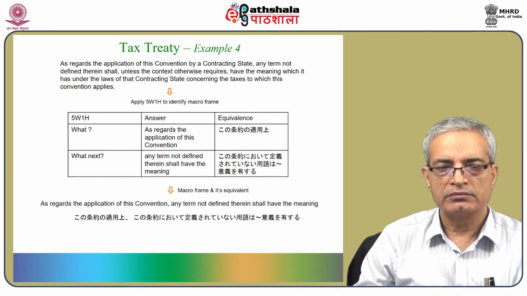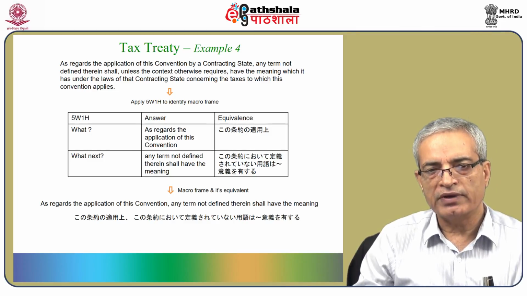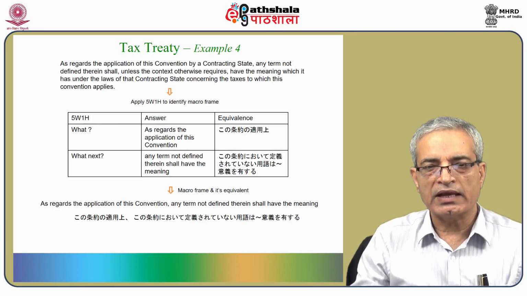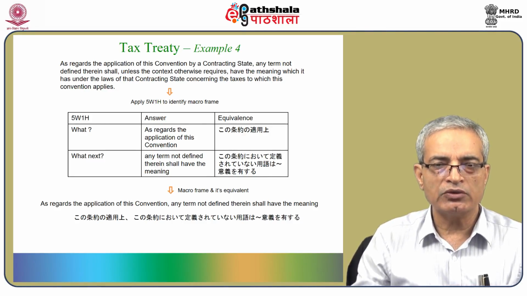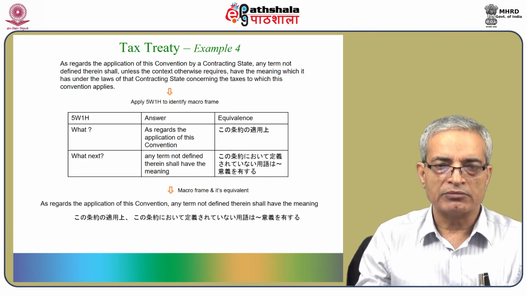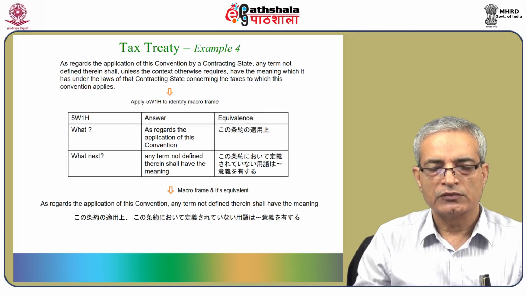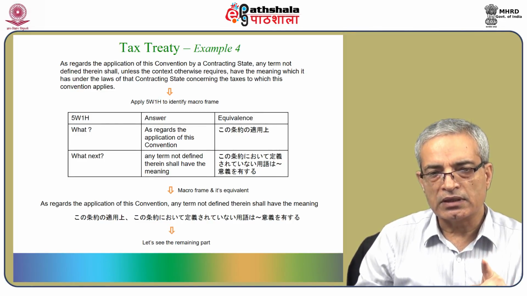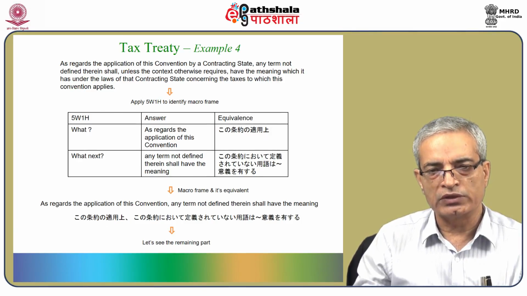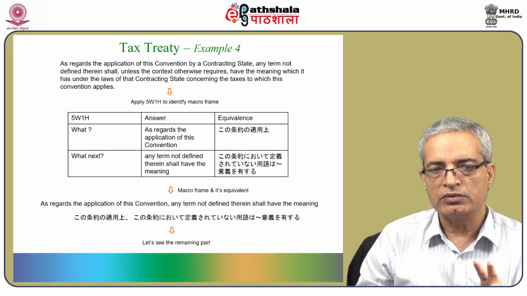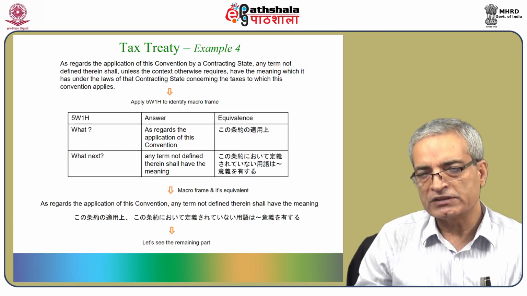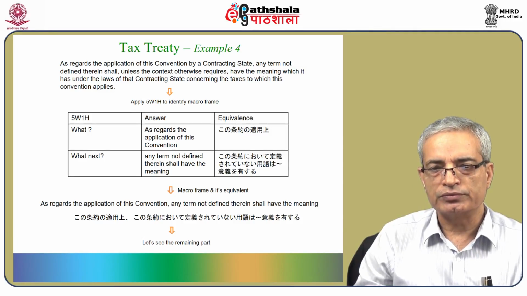Okay, what next? Any term not defined therein. Therein means inside. Any term not defined therein shall have the meaning. So kono jo ya kuni oite tegi sarite ina yogo wa something imyasuru. So as regards this, the application of this convention, any term not defined, this whole thing comes as kono jo ya kuno tekiyo jo, kono jo ya kuni oite tegi sarite ina yogo wa something imyo yusuru.